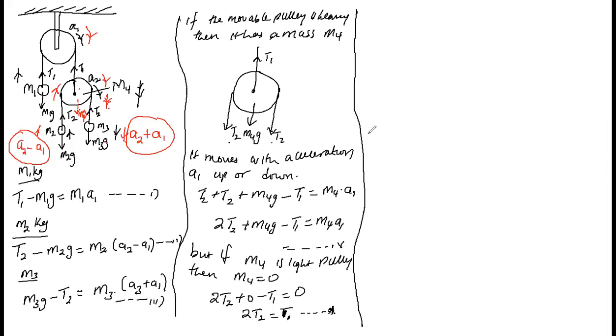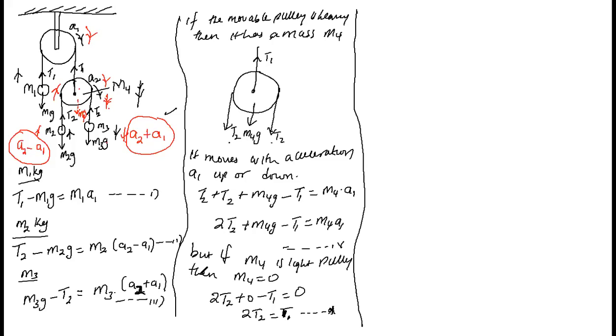Go ahead. Teacher, when you are getting the equation for M3, why did you say that the M3G minus the T2 is okay? For the acceleration, you said A2 plus A1. But here you wrote A3 plus. Oh, thank you so much. Nice eyes. So it is A2. Guys, that is A2 plus A1.